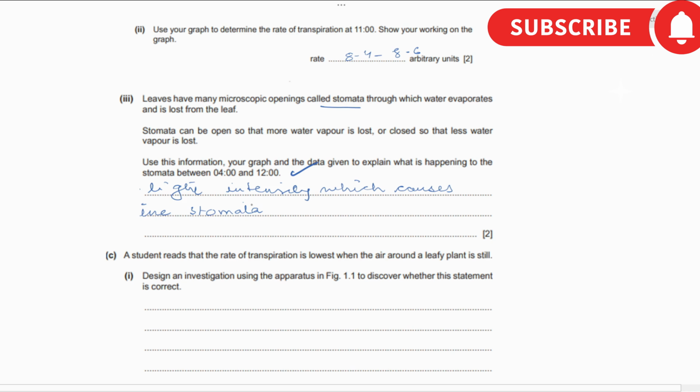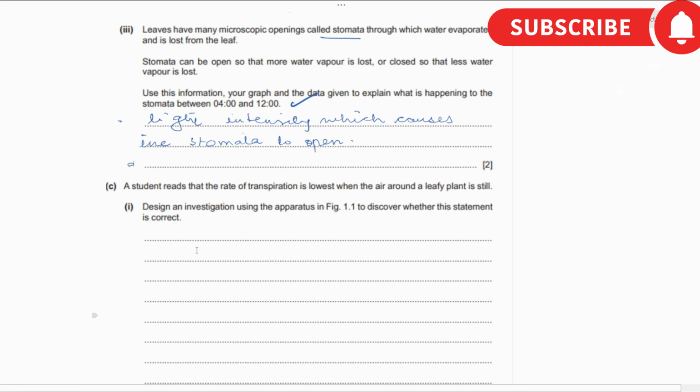Exactly. Osmosis would occur and guard cells become turgid, so the stomata would open. Okay. Light intensity causes the stomata to open. Your first point. With more light intensity means more food is prepared, more stomata are open. Okay. That's why the rate increases.